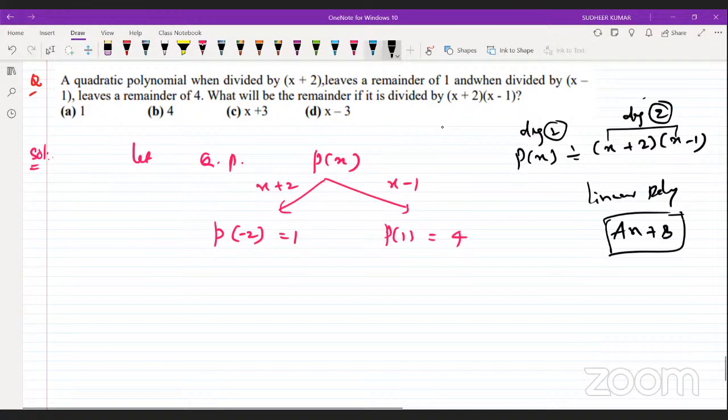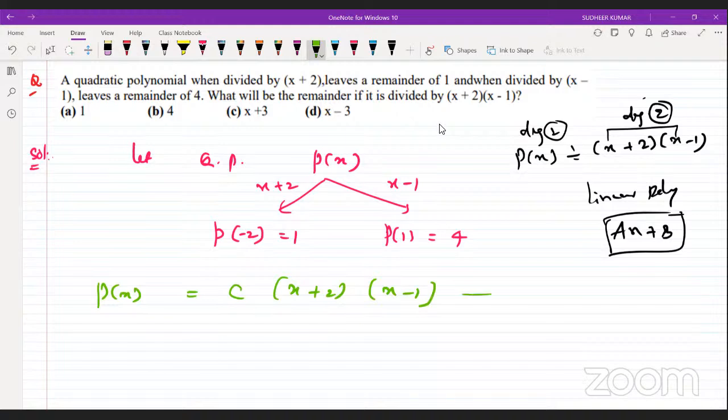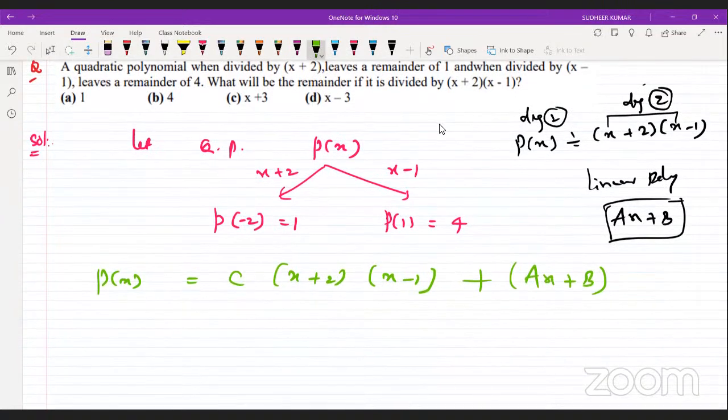Now p of x can be expressed as some constant c times x plus 2 into x minus 1, because we do not know exactly what the quotient is, plus the remainder in the form of ax plus b. Now here we got the result p of minus 2 is 1. So let's substitute p of minus 2. Minus 2 plus 2 is 0, so this term becomes 0. So we get this result as ax plus b.